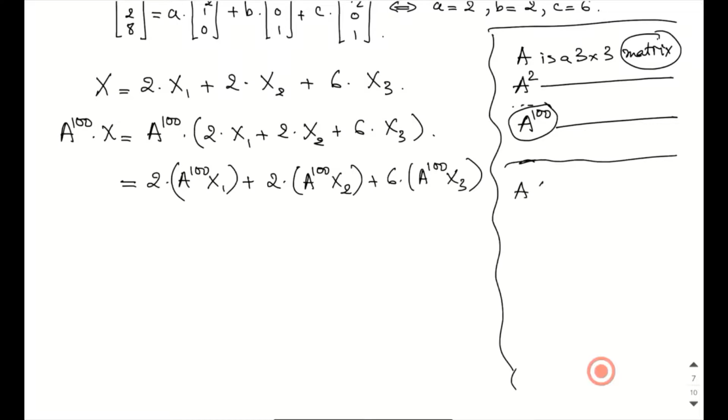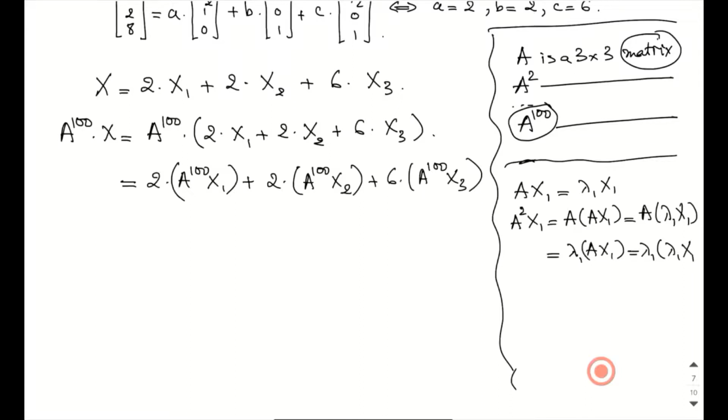Now if you apply A on x1, then you're going to get lambda 1 x1. If you apply A 2 times, that means A times A of x1. So this is going to be A times lambda 1 x1. And by the scalar property, you can pull lambda 1 out and you multiply A with x1 first. But then A multiplied with x1 is just another lambda 1 for you. And so you have A squared x1 equals lambda 1 squared x1. You can easily see that if you apply that for 100 times, what you are going to get is lambda 1 to the power 100 times x1.